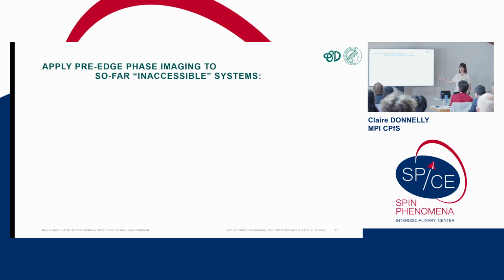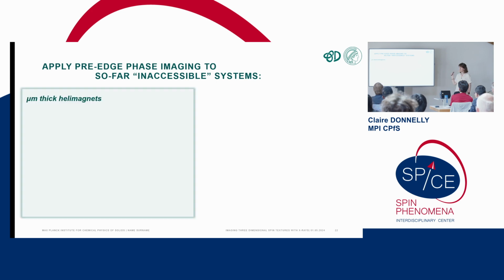Now, we've already tried to apply this new capability to systems that have so far been inaccessible, and I want to give you a couple of examples. The first one is in micrometer thick Heusler magnets. And I think in Philip's talk, he gave this very nice example of how in the Hopfion, as you go from 100 nanometers up to 800 nanometers, it would be good to be able to compare and measure these different thicknesses, right? But up until now, because these typically don't have gadolinium that gives us our strong XMCD contrast, it's not been possible to image.